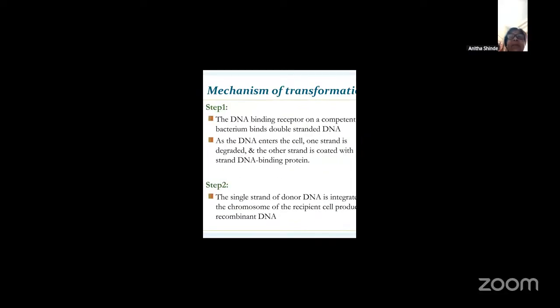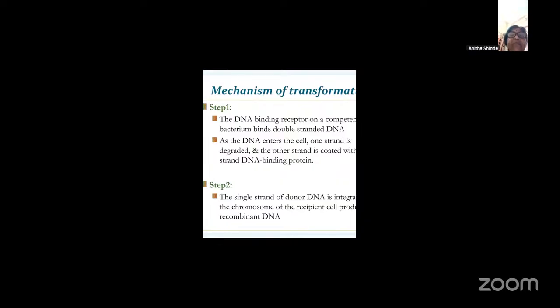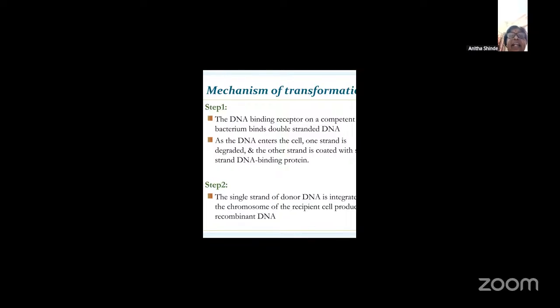Now we will see step by step how actually it will take place. So now the DNA binding receptor on a competent bacterium will bind the double-stranded DNA. Then as the DNA enters the cell, one strand is degraded and the other strand is coated with single-strand DNA binding protein. Are you understanding?